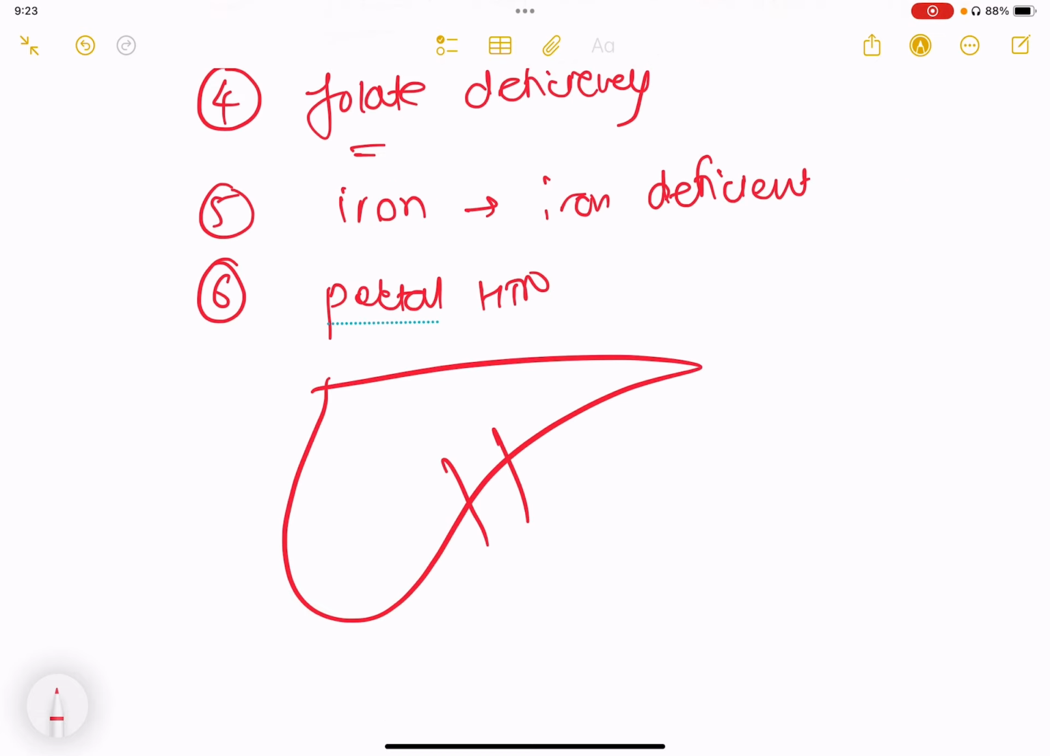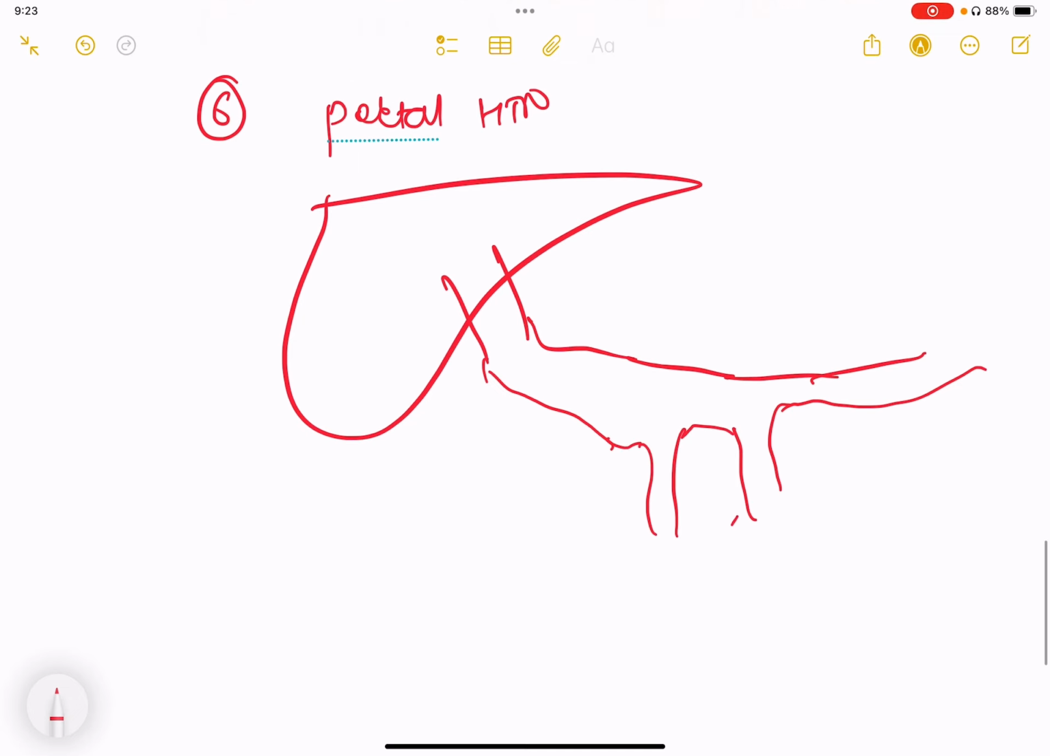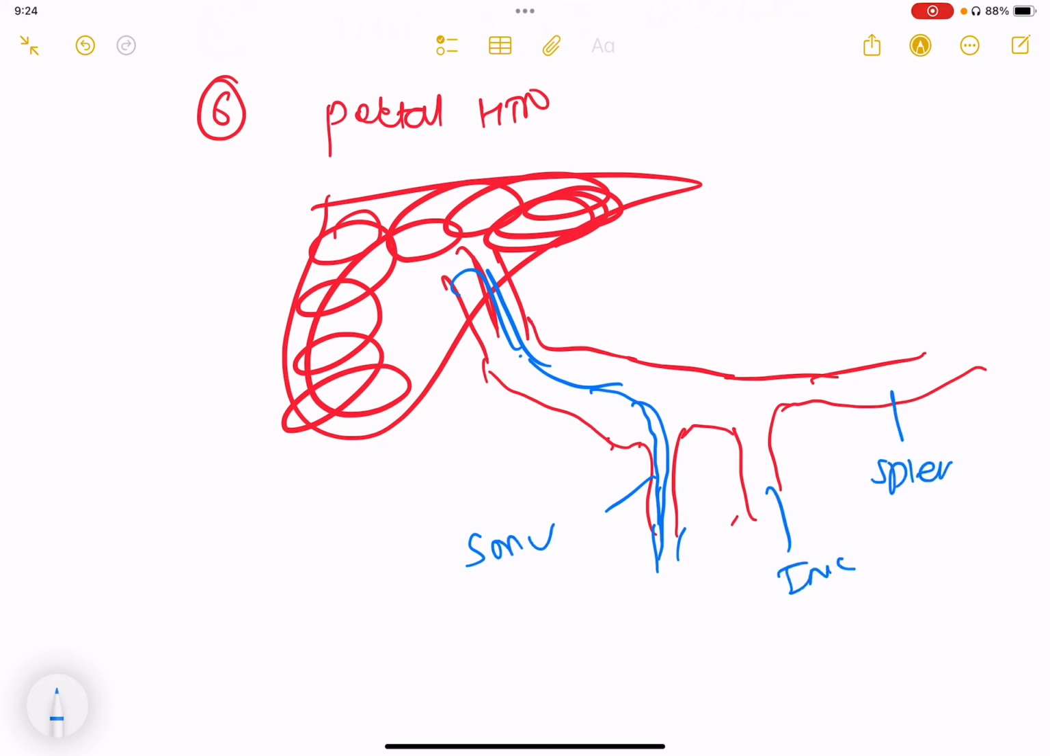This is the liver where the portal vein is entering, and the portal vein is actually a combination of the splenic vein, the superior mesenteric vein, and the inferior mesenteric vein. So we know as this liver is all shrunken, automatically there will be more pressure in the portal venous system. So, because of this portal hypertension, there will be hyperpressure in the superior mesenteric vein, inferior mesenteric vein, and splenic vein as well.